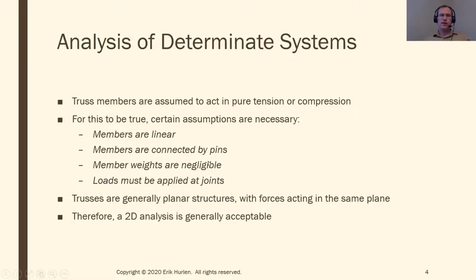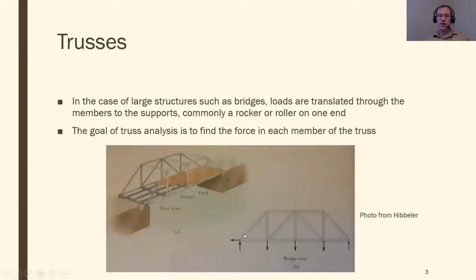The member weights are negligible, because if a member has some weight, that weight's going to be a distributed load acting along the length of the member, generally a uniform load. As we know, that can be replaced by a single load in the middle, but I don't want any forces in the middle. I only want forces to be applied at the joint. This lines up with the fourth assumption, that every external load has to be applied at a joint. You see here, all these loads are applied at joints.